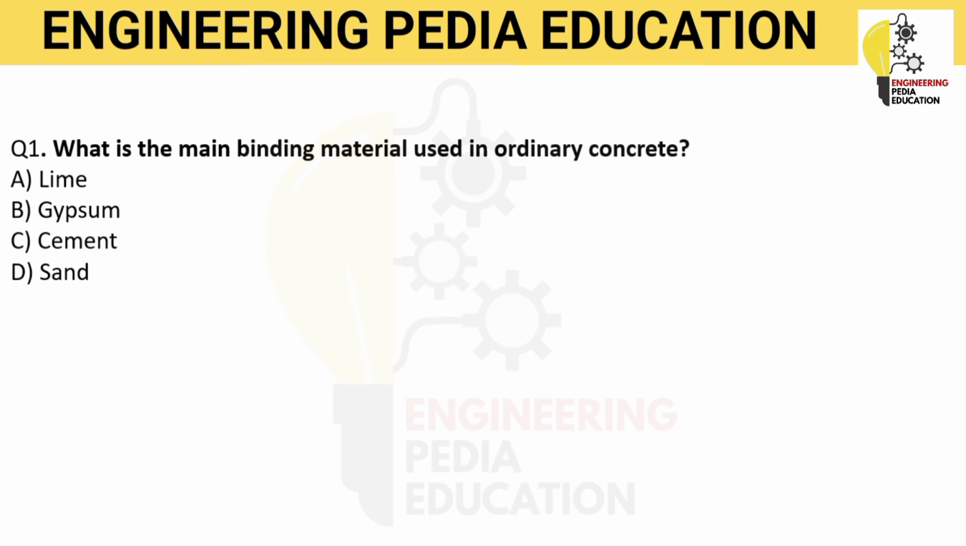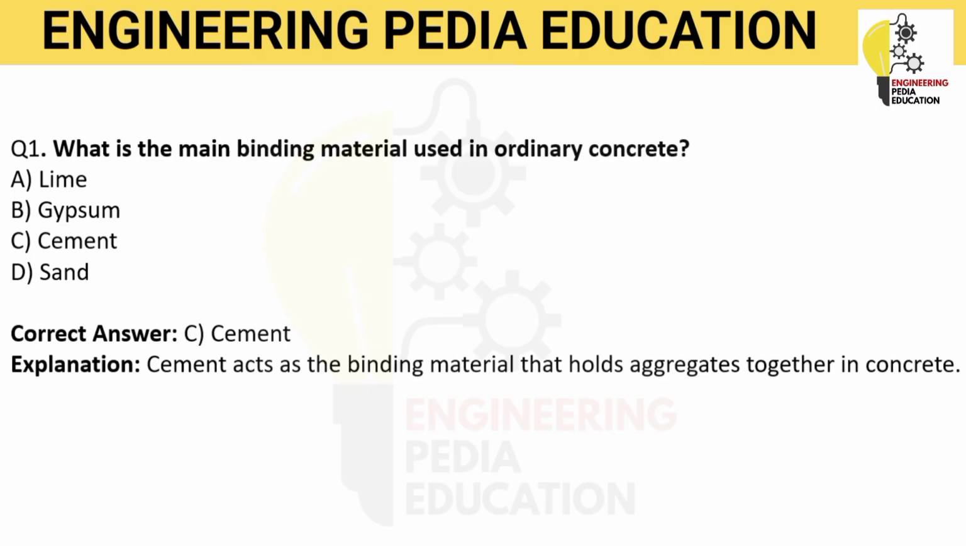So let's begin the questions. First question: what is the main binding material used in ordinary concrete? Lime, gypsum, cement, sand. So the answer is cement. Cement acts as a binding material that holds aggregate together in concrete. Cement is a basic unit of binding structure.